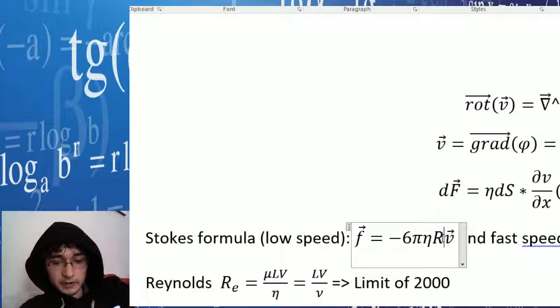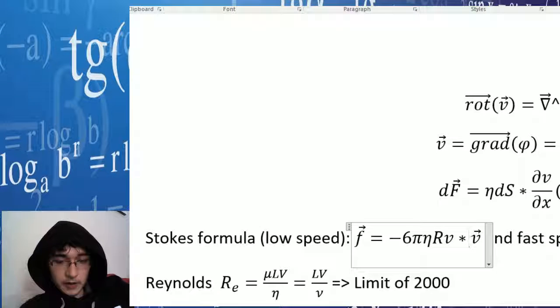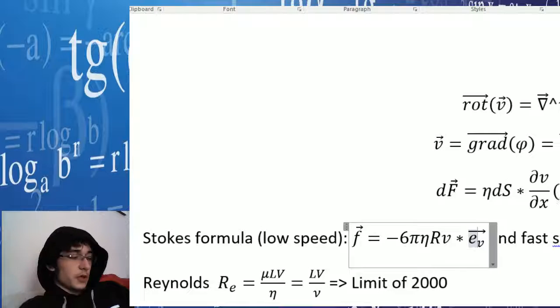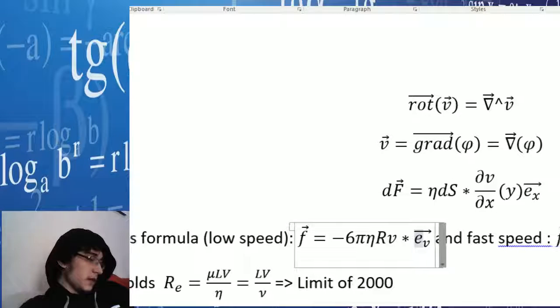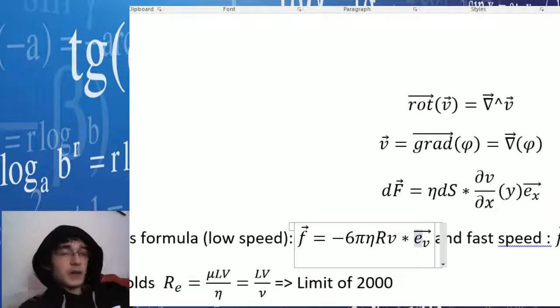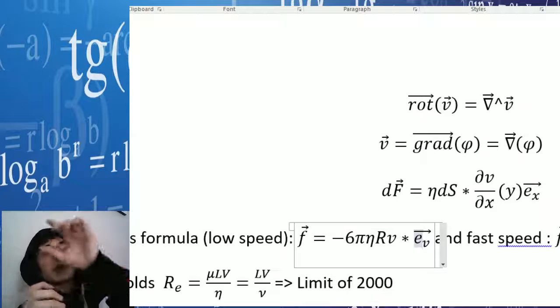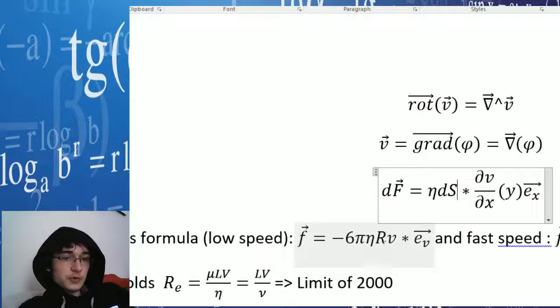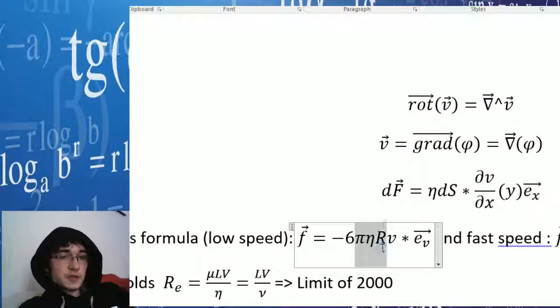Times R V times EV. So the direction of the speed. It just means that the viscosity will drag the thing with it. It's not the same as this one, but you just integrate it on special surfaces. See, this one is very common.